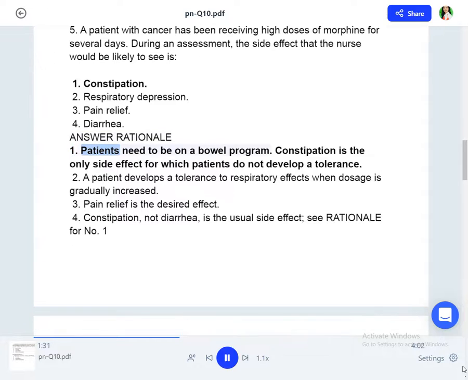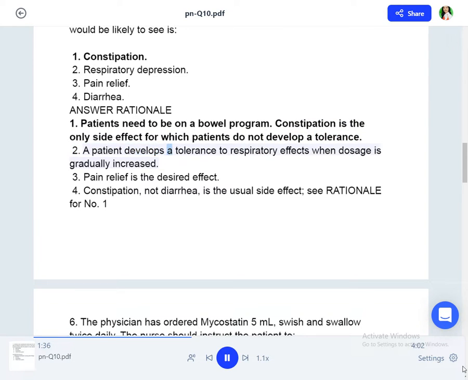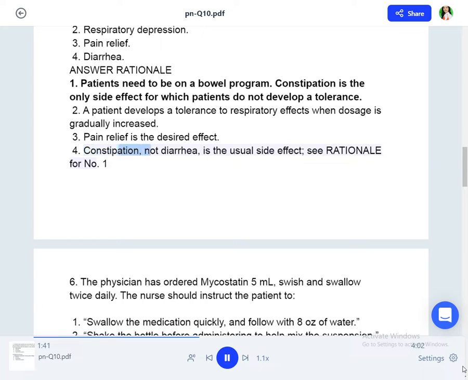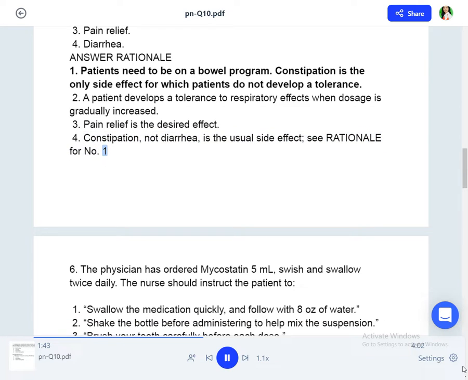Answer. Rationale. 1. Patients need to be on a bowel program. Constipation is the only side effect for which patients do not develop a tolerance. 2. A patient develops a tolerance to respiratory effects when dosage is gradually increased. 3. Pain relief is a desired effect. 4. Constipation, not diarrhea, is the usual side effect. See rationale for number 1.